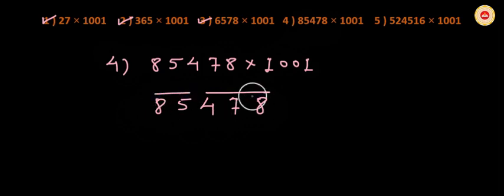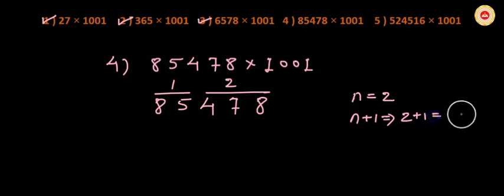Please remember, we are going to form groups starting from right side, right to left, right? Now in this multiplicand there are 2 groups, first group and second group. 2 groups, that is n is equal to 2. It means friends, we are going to write answer in n plus 1. That means 2 plus 1 is equal to 3 parts. We are going to write answer in 3 parts.